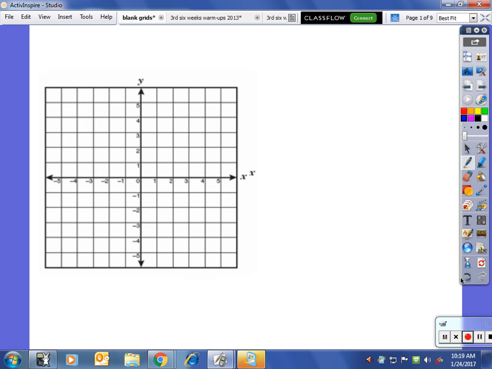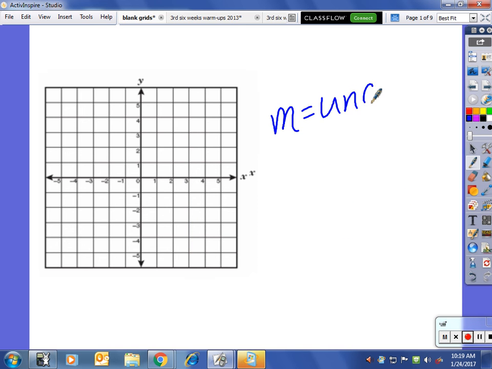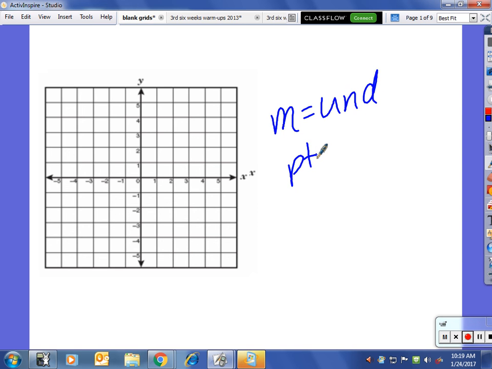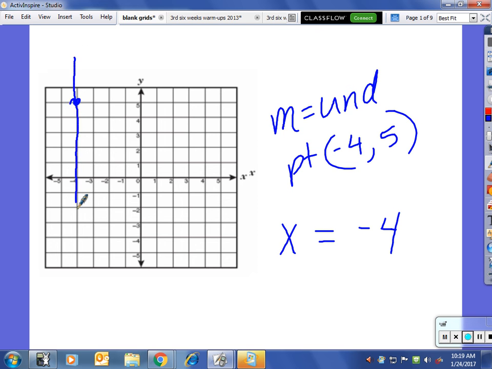All right, here's another one. I'm thinking of a line that's got an undefined slope, and it goes through the point -4, 5. What's the equation of that whole line? X equals -4. Even though I didn't give you a special point, just a random point, I told you that this line has an undefined slope. You should know that's got to be vertical. And look what the x-intercept ended up being: -4. All of the x values are -4.